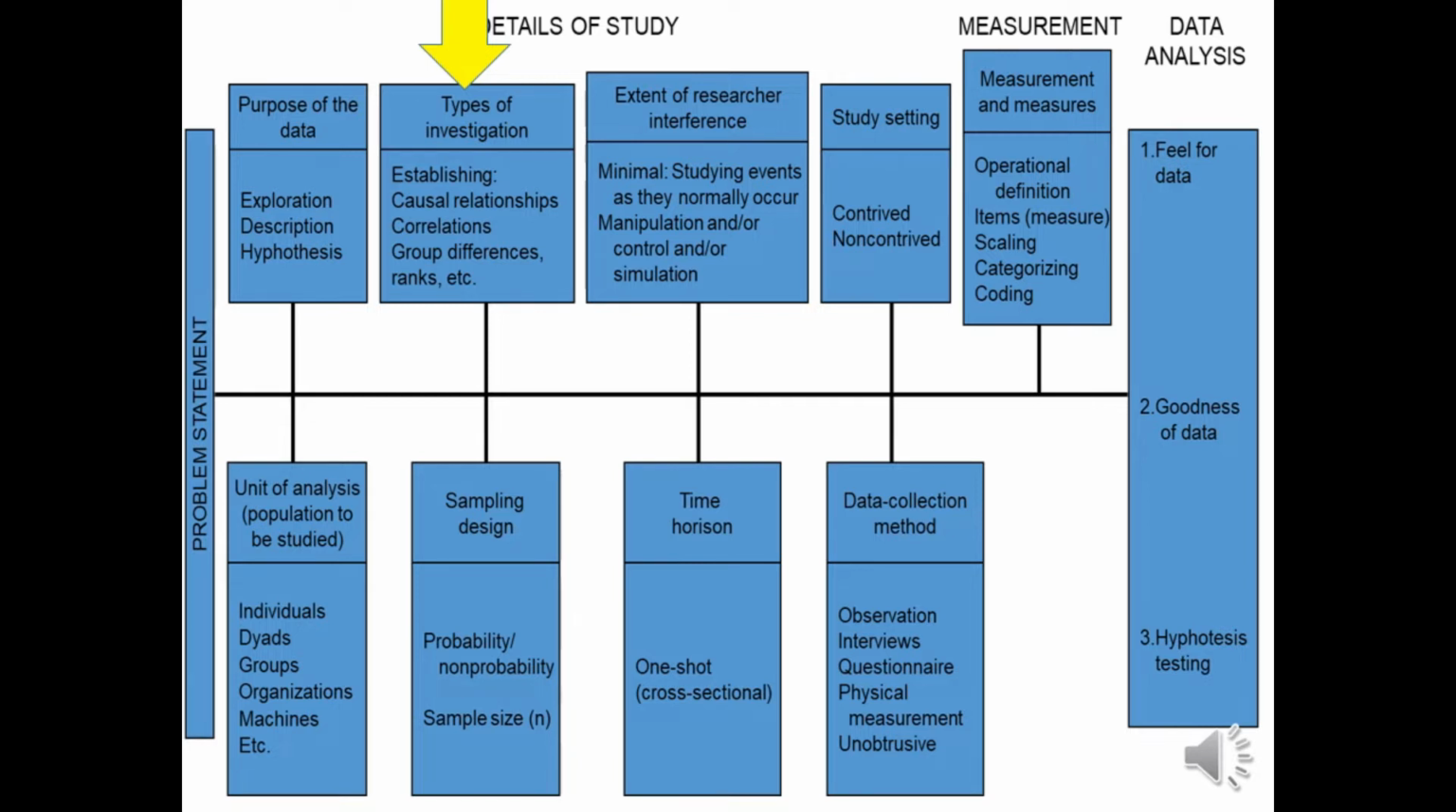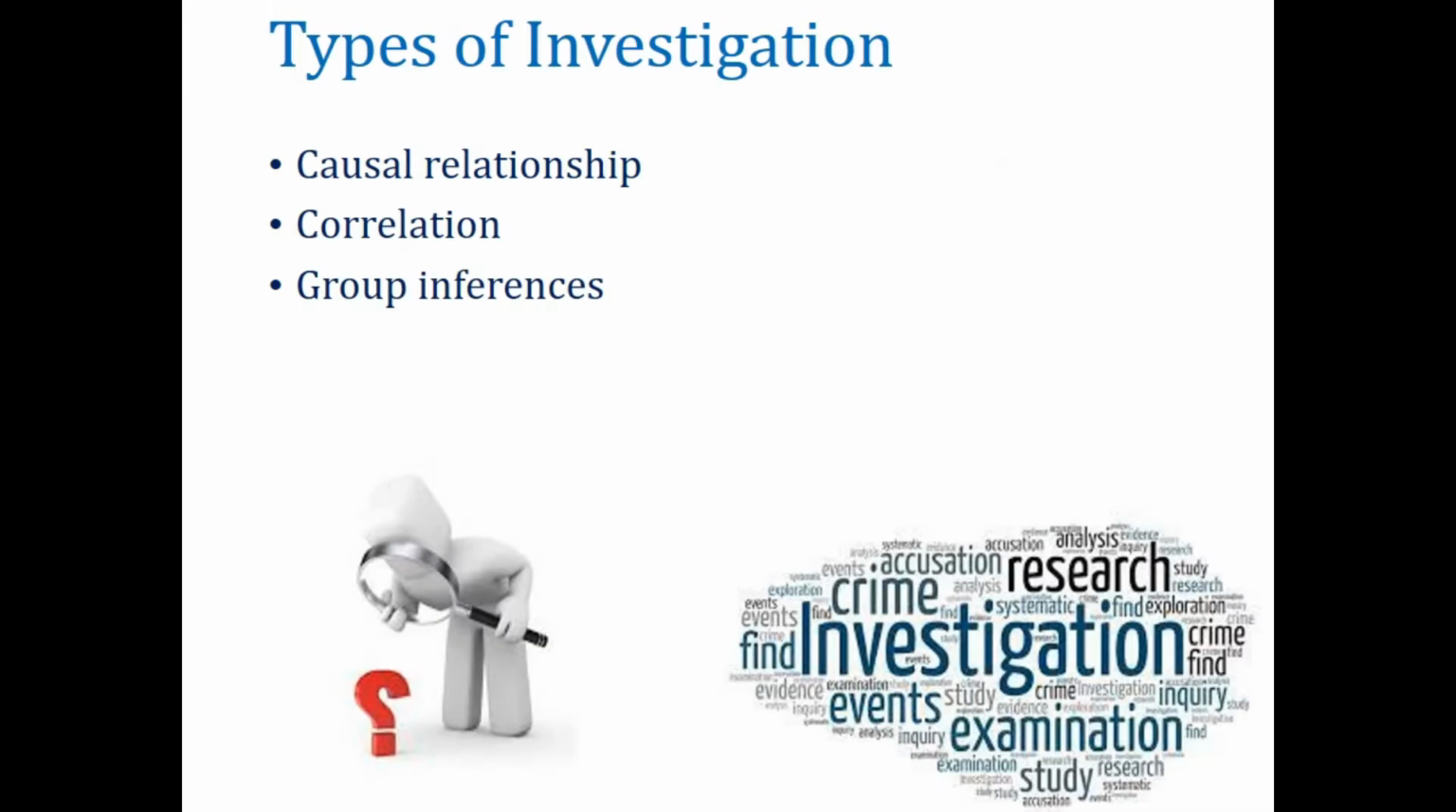Types of investigation basically involve establishing causal relationships, correlations, group differences, and creating comparisons of different ranks in the group. There are three main types of investigations: causal relationship, correlations, and group differences and observations.